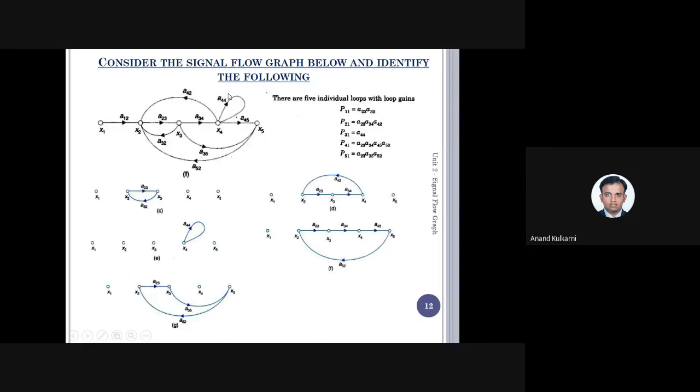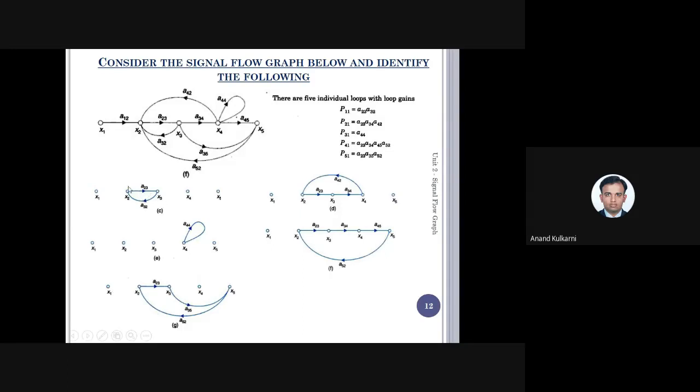Then there is something which is called a self loop. What is a self loop? It will go outside and again come back to the same point. It will not pass through any other nodes. A self loop is nothing but where the input and the output node are the same, and it will not pass through any other nodes. So this is called a self loop.